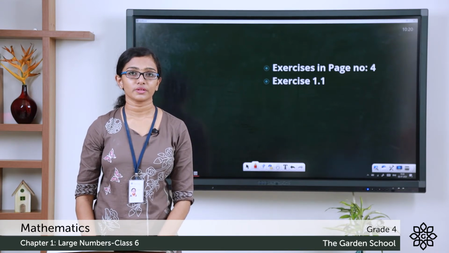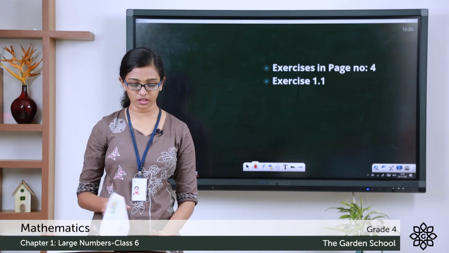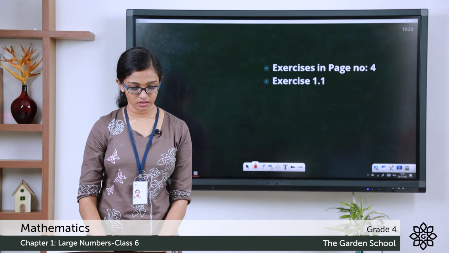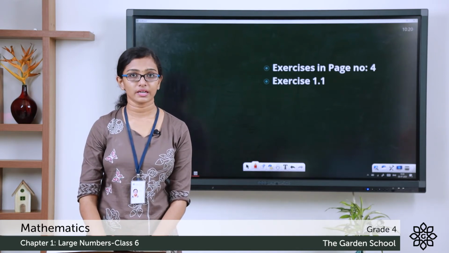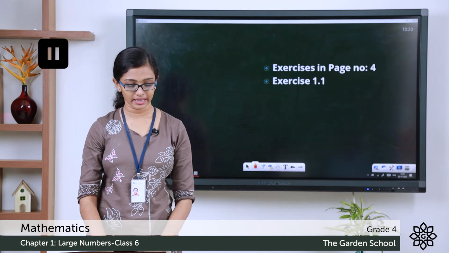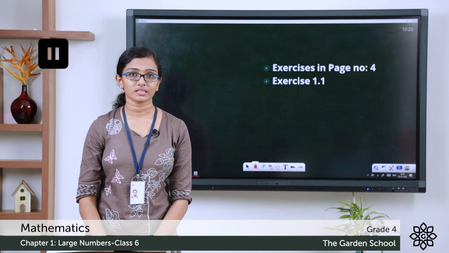Now let's do a few questions from exercise 1.1. Please take page number 6 in your textbook. Question number 4. Write in short form, one has been done for you. A few questions are given there. The first one is given as an example. Please do the rest of the questions and come back.